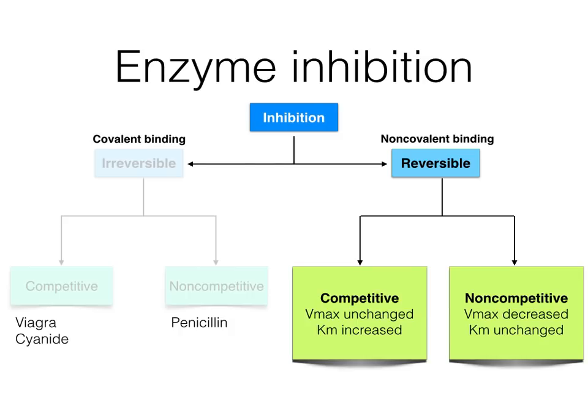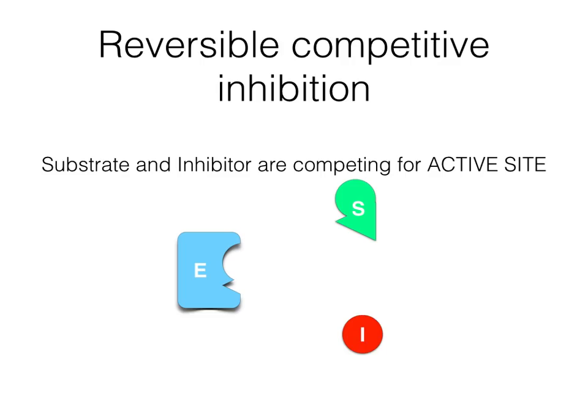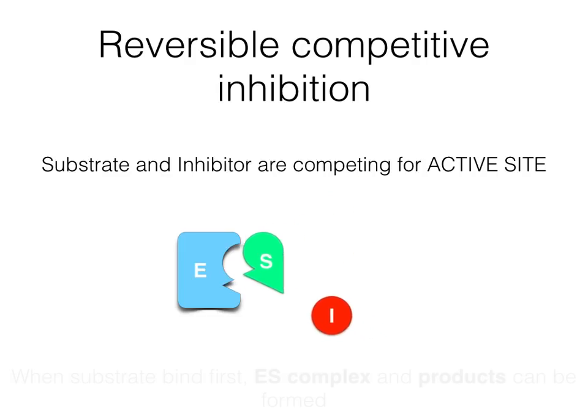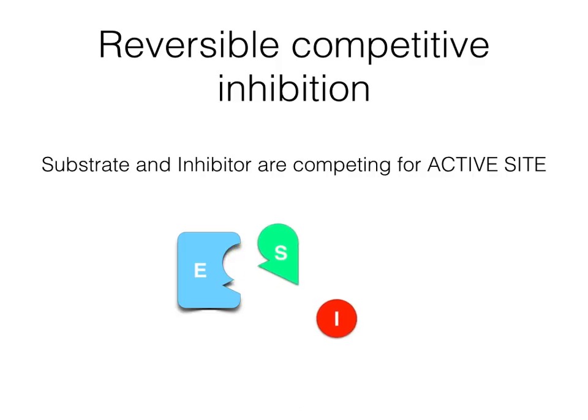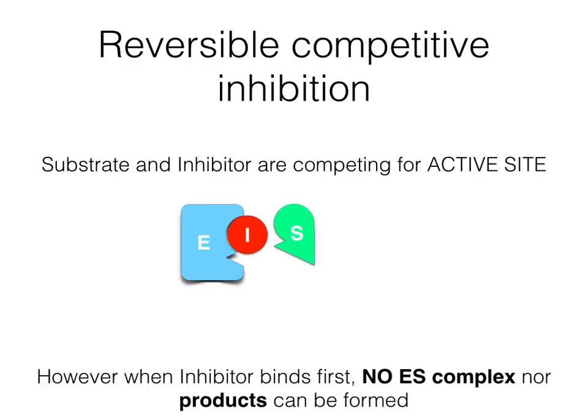Let's start first with competitive enzyme inhibition, wherein the Vmax is unchanged and then the Km increases. So in reversible competitive enzyme inhibition, the substrate and inhibitor are competing for the active site. If the substrate is the one that binds to the enzyme's active site, products can be formed. However, if the active site is blocked by the inhibitor, there shall be no ES complex formed and no products can be formed.